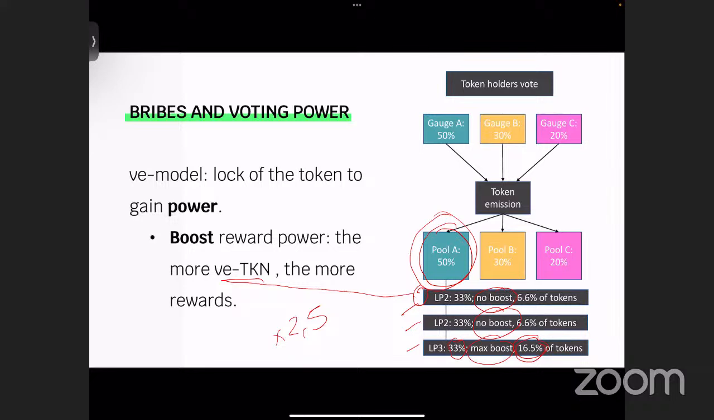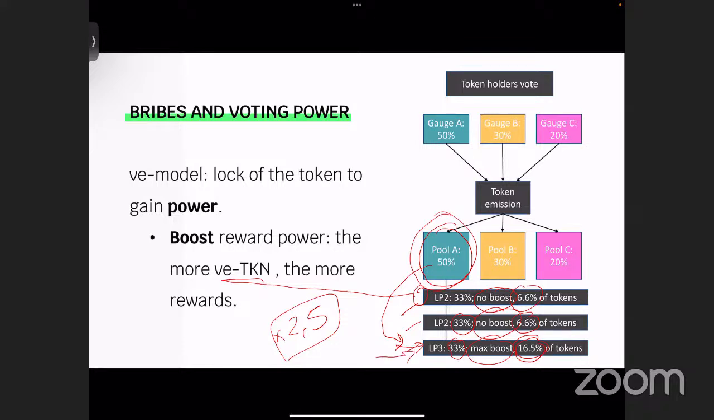But the LP1 and the LP2, even though they also have 33% of the liquidity, because they do not have a boost, they will earn 2.5 times less than the LP3. This is why they will only get 6.6% of the token. So there is token missing, because if you do 6.6 plus 6.6 plus 16.5, you don't get 50%. The difference goes to, of course, is shared between the LPs with a boost. In our example, the only one with a boost is the LP3.